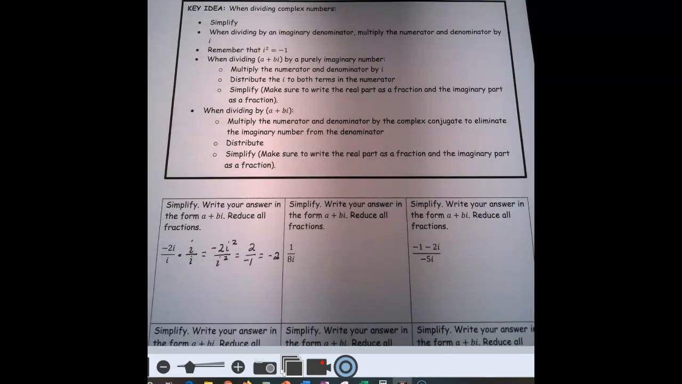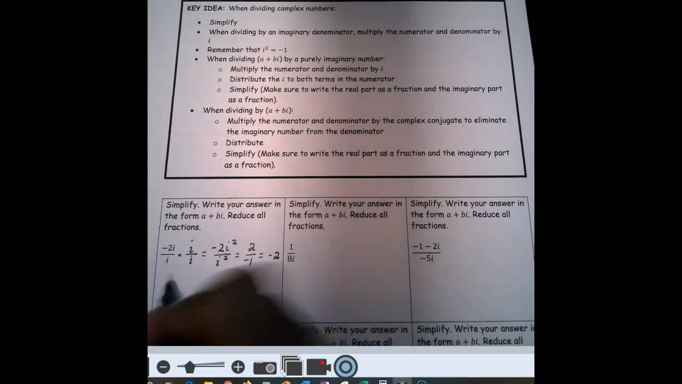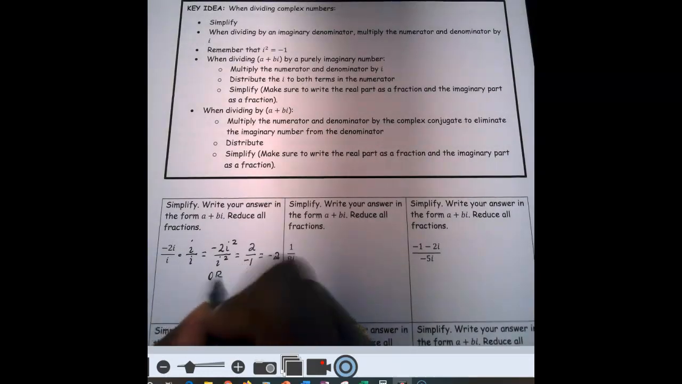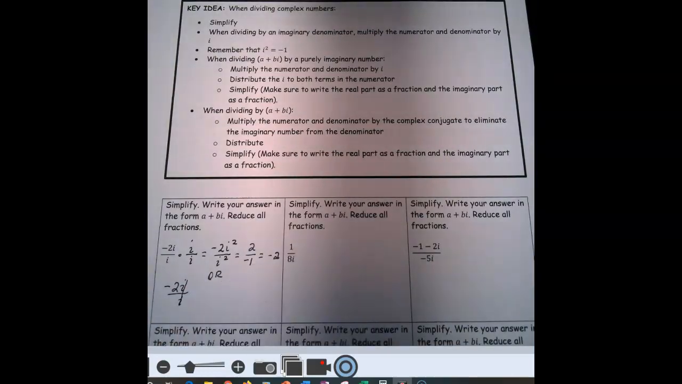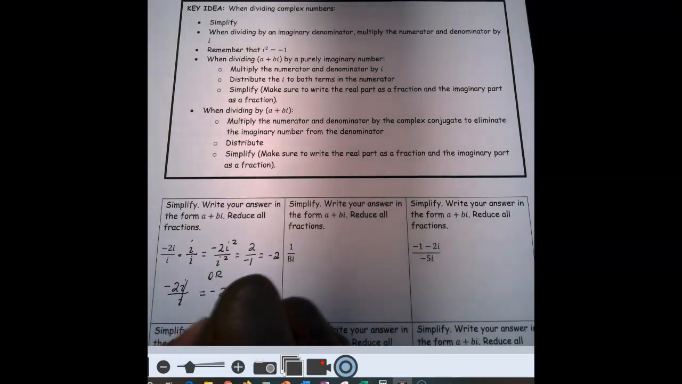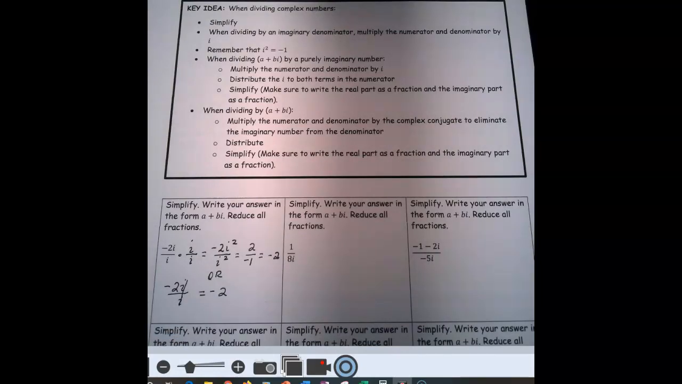Now, here's the deal. Couldn't I have just said -2i divided by i is just -2? Sure, I could have, because any number divided by itself, or any part of that divided by itself, reduces to 1. So I could just say that's -2. Either way would have been fine. I'm assuming that you'll probably like this way better though. So now let's go ahead and do the second problem that we have here.